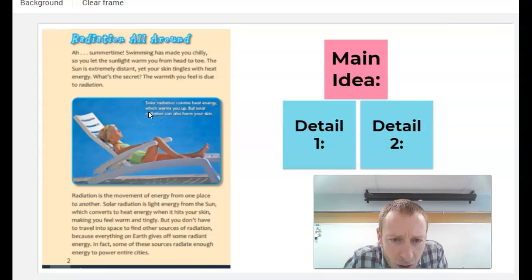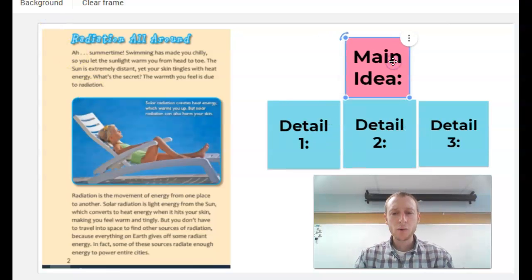It says solar radiation creates heat energy, which warms you up, but solar radiation can also harm your skin. Radiation is the movement of energy from one place to another. Solar radiation is light energy from the sun, which converts to heat energy when it hits your skin, making you feel warm and tingly. But you don't have to travel into space to find other sources of radiation, because everything on Earth gives off some radiant energy.